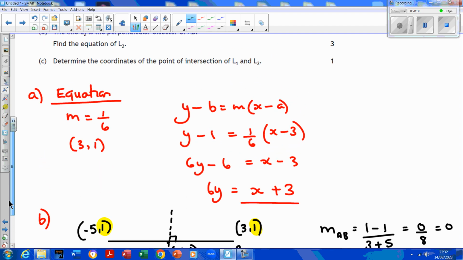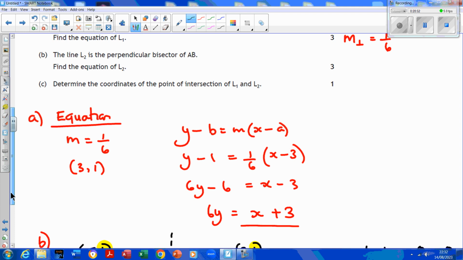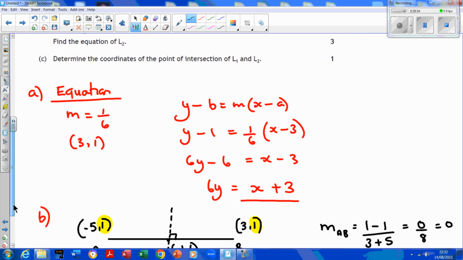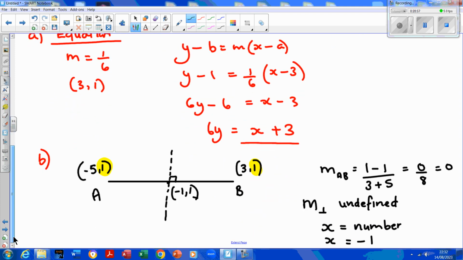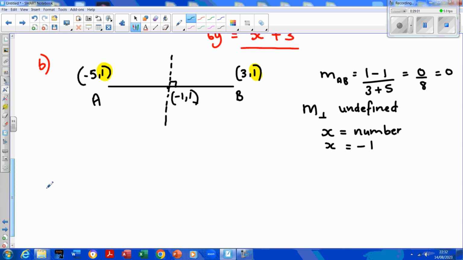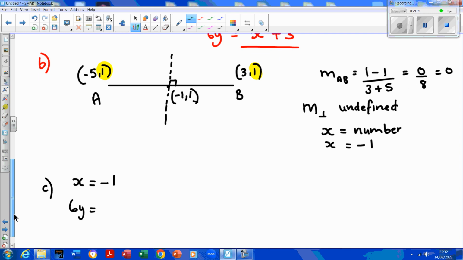So the last thing, determine coordinates of the point of intersection of the line L1 and L2. Now there's only one mark for that. To find where two straight lines cross, you solve simultaneous equations. But for this one, the two equations are x is equal to minus 1, and the other equation is 6y is equal to x plus 3. Half that equation has been done for you. That's why it's only worth 1 mark. The simultaneous equation has been done to find x.